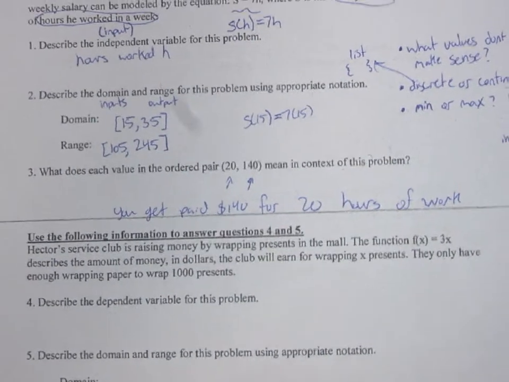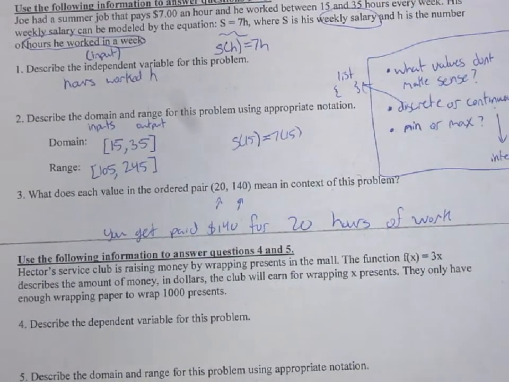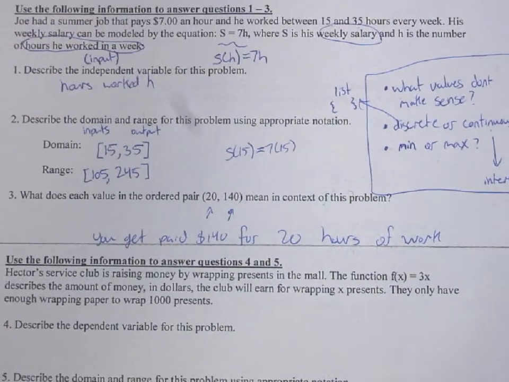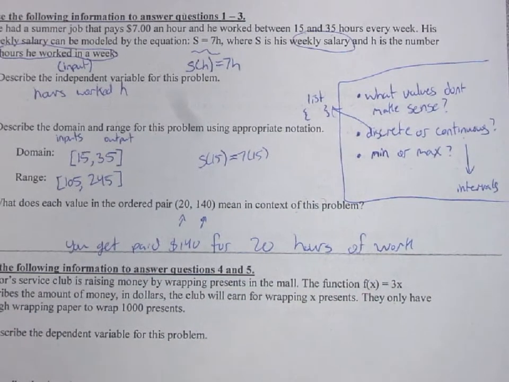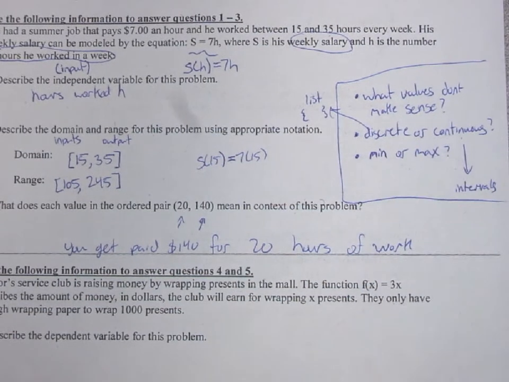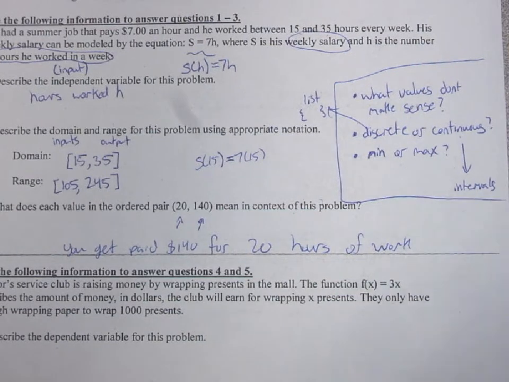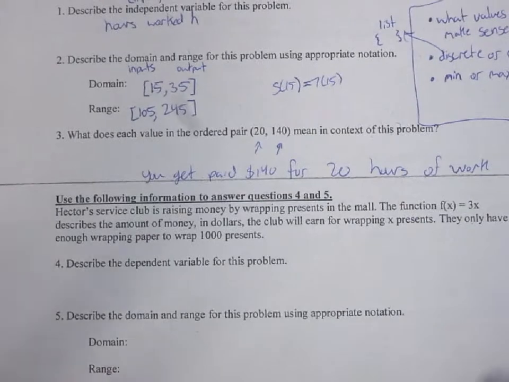All right, so these questions are going to be really important for you. What values don't make sense? All right, throw them out. Those won't be in your domain or range. Discrete or continuous? Do I have holes? Do I have gaps? Do I care about the in-betweens or no? What's the minimum? What's the maximum? Okay, and remember, discrete or continuous will tell you whether you're going to use an interval or whether you're going to use a list. All right, let's look at this next guy here.